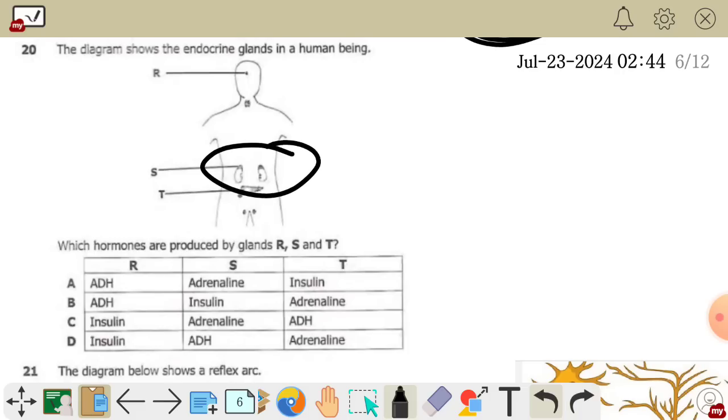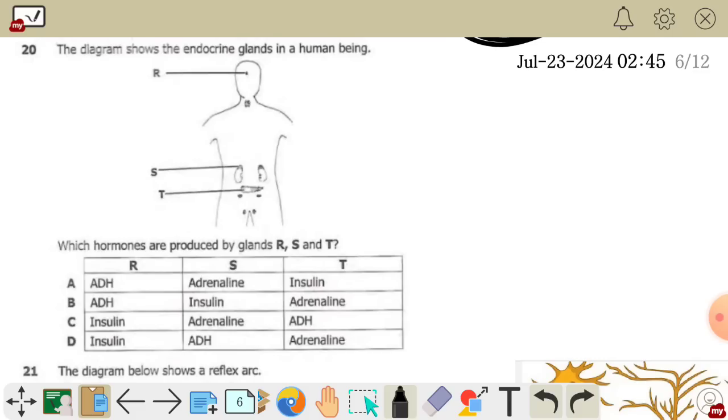The adrenal glands are going to secrete what we call adrenaline. Adrenaline is responsible for helping us in dangerous situations or when we are stressed. It will be released, then help us when we are afraid or stressed, so they are also called fight and flight hormones. Then on T, we can see the pancreas there. The pancreas will secrete insulin.